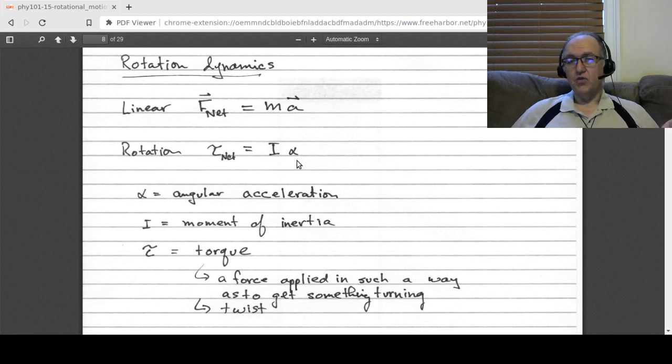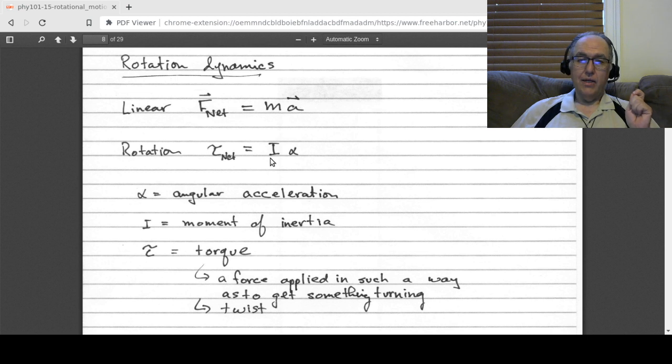Alpha I don't have to describe because I already described that for you. What is I? I is this thing called the moment of inertia. So in linear Newton's laws, the bigger the mass, the harder it is to get it to accelerate. You apply a force, the bigger the mass, the less acceleration you're going to get for the same amount of force. Say you're not that strong, and at best you can push maybe 500 newtons of force. The bigger the mass is, the less acceleration you're going to get for those 500 newtons.